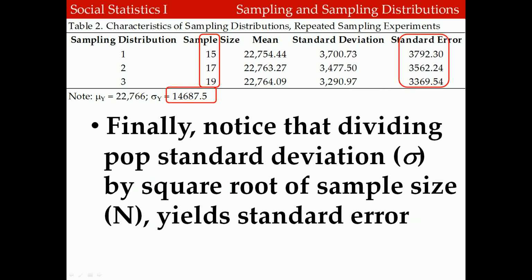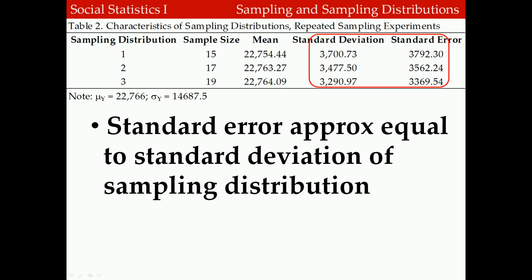Now, if we take the true population standard deviation, which you'll recall was 14,687.5, and we divide that by the square root of the sample size, that is the square root of 15, square root of 17, square root of 19, we get the standard error. And notice that the standard error is very similar to the standard deviation we saw just a second ago. So that tells us that we can estimate the average variation around the mean by using the true population standard deviation and dividing it by the square root of n. So notice that the standard error and the standard deviations are very close to each other.